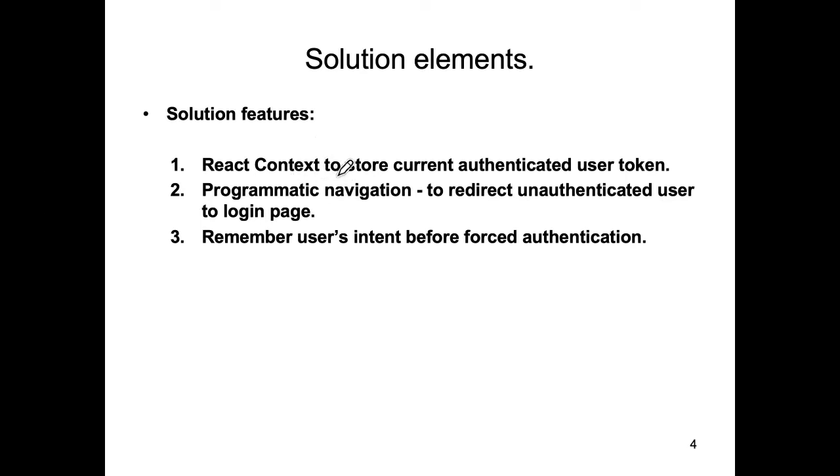Programmatic navigation, you remember, is where we programmatically redirect the app. And we do that in a couple of places. We do that when the user tries to access a protected route and they're not logged in. We redirect them to the login page. And also after they have logged in, we redirect them to the page that they want to go to. We do that programmatically. So programmatic navigation is going to be useful to us. And as well, we want to be able to remember where the user was trying to get to before they were forced to log in. And it turns out we're going to use the location object to do that for us.